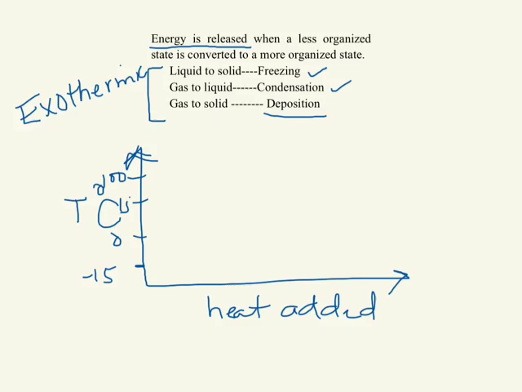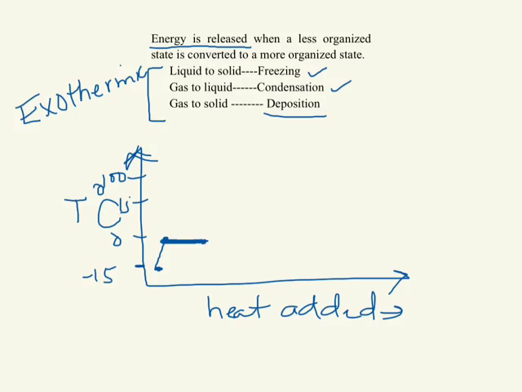So let's talk about water. At minus 15 degrees Celsius, it is in the solid form, and you're adding heat. When it reaches 0, it's still solid, and then the ice starts melting. We are using the heat at this point to melt the ice, and that is called heat of fusion. So it is the heat required to change solid to liquid.